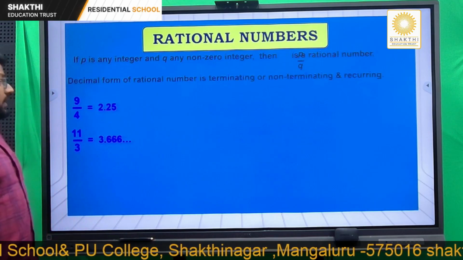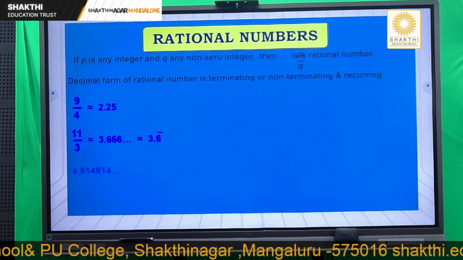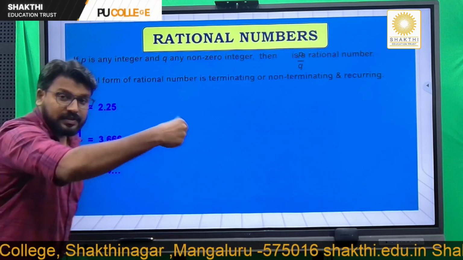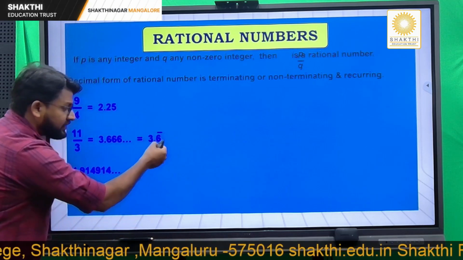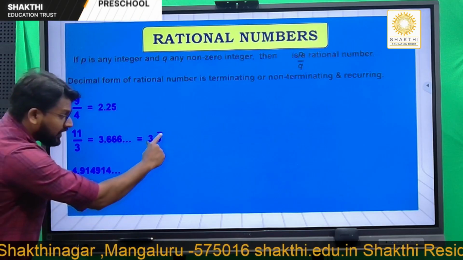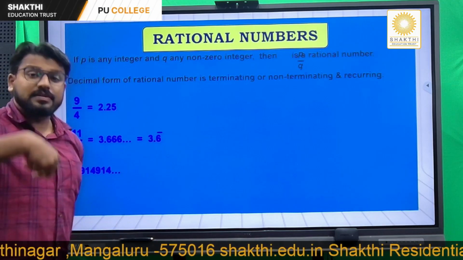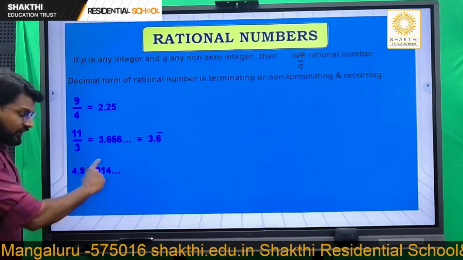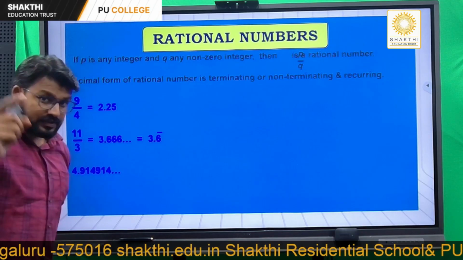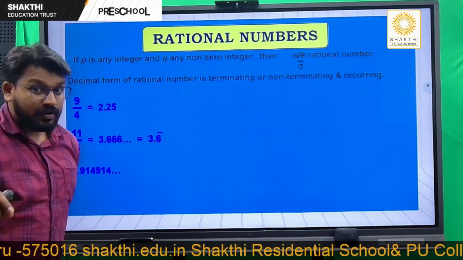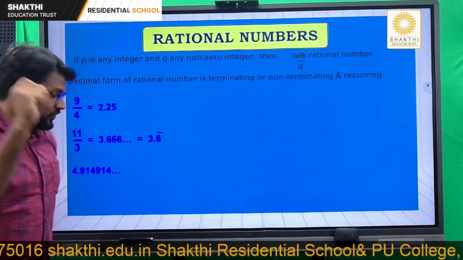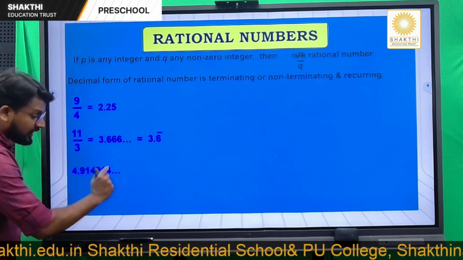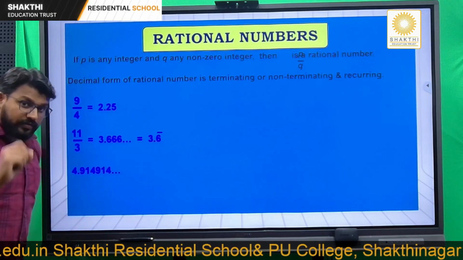Okay? Yeah. So you know that in a short way, instead of writing 3.6666, we just write 3.6 with a bar. This bar says that particular digit is repeating. So if you see this one, 4.914, 914, 914, you can see that something is repeating there. What is that? Yes, you're right. 914 is repeating. So in order to write it in short form, how can I write this one?